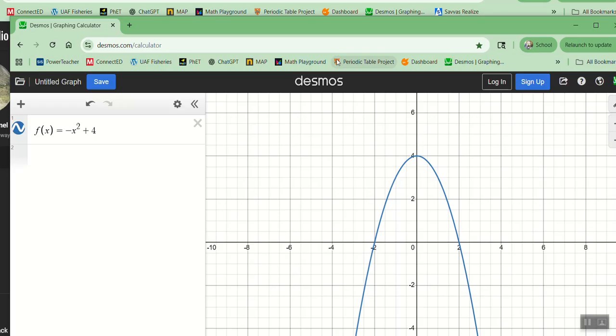Domain and range of a function, g of x. I'm going to let you choose. It'd be good practice for both.